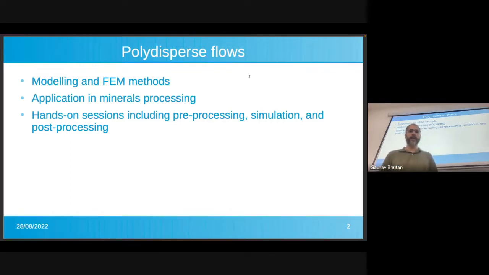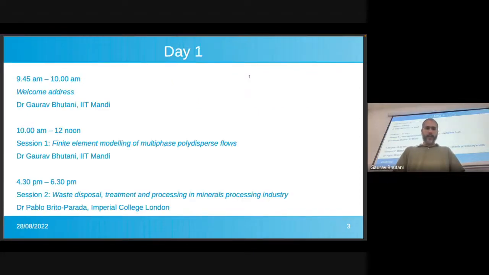Then tomorrow we'll have hands-on sessions where we'll cover pre-processing: how to make a geometry, how to mesh it, and the subtleties involved. Then we'll talk about how to solve it using the Fluidity FEM solver, what options are available, and understand those options. Towards the end, we'll cover how to post-process it so that we can extract some useful information out of it.